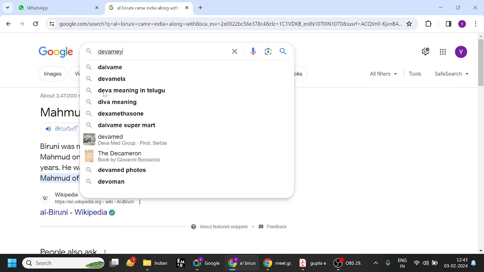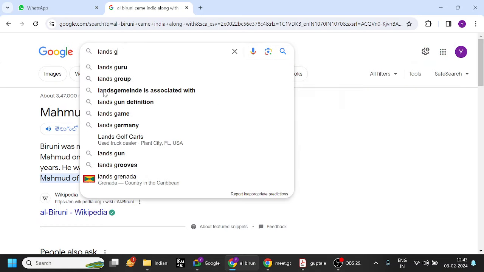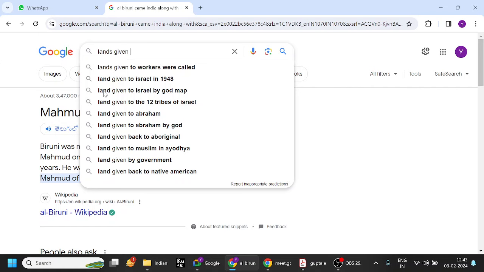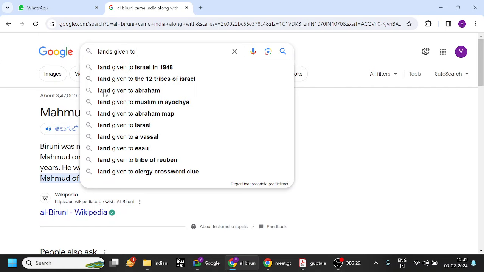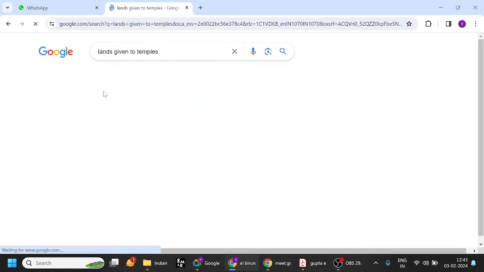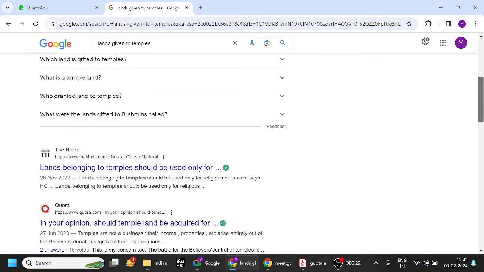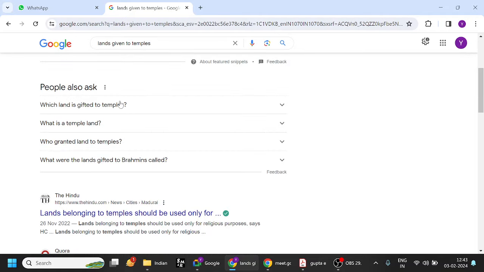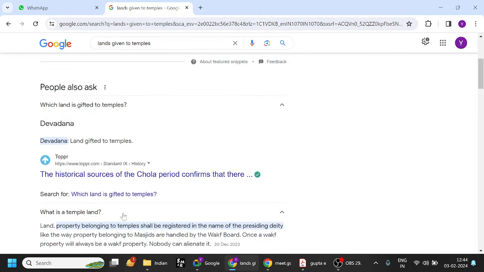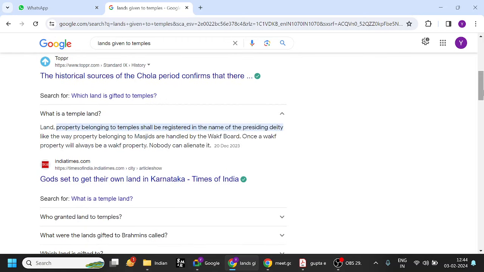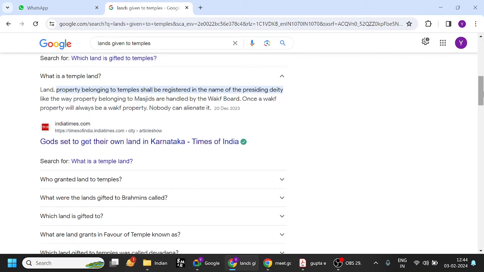Lands given to temples are also called Inam lands, Devadana. So different places will have different names. Dayamaya, Devamaya, something like that. I remember Devadana. If it is the Muslim community, then it is called Waqf Board. Waqf Board means all the lands belonging to the masjid, etc., basically religious institutions.